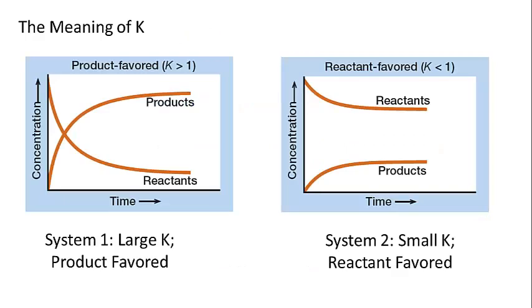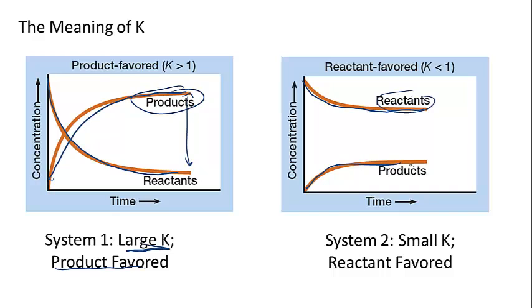Here's another graphical look at the meaning of K. Here's a system where reactants react and are mostly used up, and lots of products form. Not all the reactants are used up, but these are now in equilibrium, and you have mostly products. So this system has a large value of K, and it's product favored. Here's another system where K is small, less than 1 but greater than 0, where not much of the reactants react. You end up at equilibrium with mostly reactants and only a bit of products. That has a small K, and that's called reactant favored.